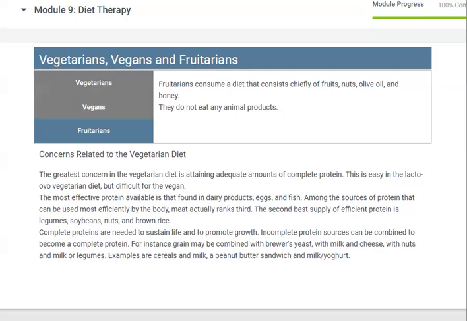The second best supply of efficient protein is legumes, soybeans, nuts, and brown rice. Complete proteins are needed to sustain life and to promote growth. Incomplete protein sources can be combined to become a complete protein. For instance, grain may be combined with brewer's yeast, with milk and cheese, with nuts and milk or legumes. Examples are cereals and milk, a peanut butter sandwich, and milk/yogurt.